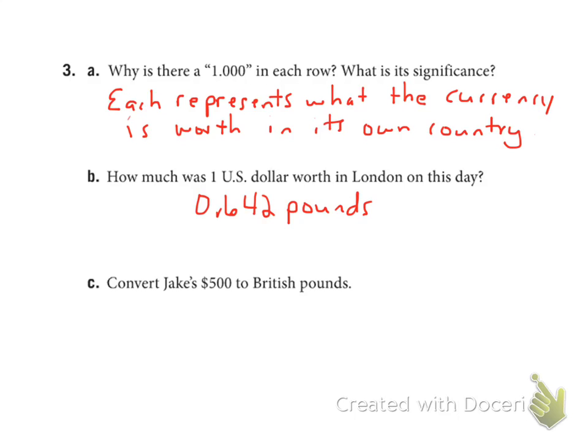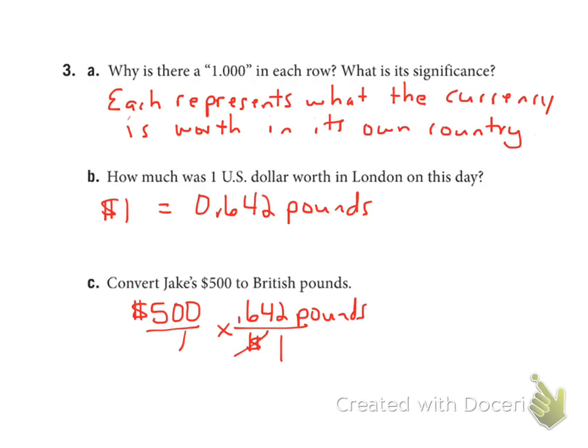Convert Jake's $500 to British pounds. So like we did on Friday, we can put the $500 over 1. We can use the conversion fact that we had in part B. $1 is 0.642 pounds, so we need the $1 in the denominator and the 0.642 pounds in the numerator. We can cross off the dollars and this becomes a multiplication problem. What's the answer? $321. 321 pounds. Yep, there you go.